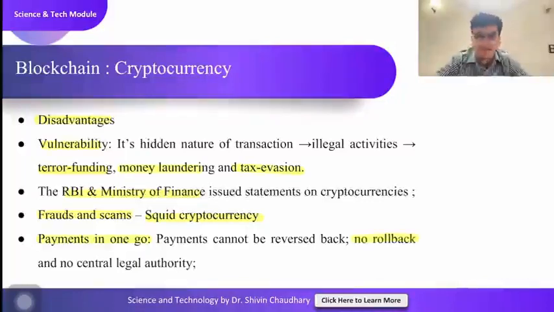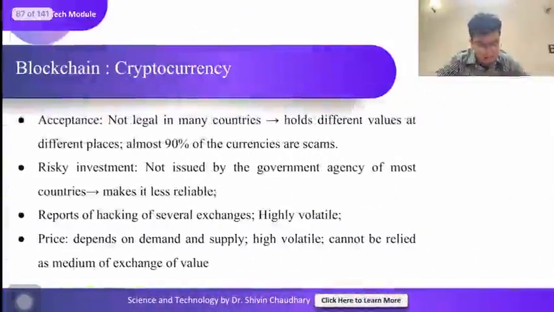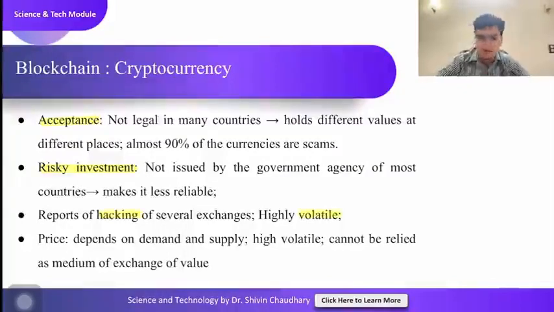So these are some of the disadvantages. Again, I'd expect that cryptocurrency you will read for economy. I'm just giving you an idea. Okay. What are the other problems? Acceptance is a problem. Many countries will say it's not legal. Then it's a risky investment, right? Then hacking risk is there. Volatility risk is there, right?